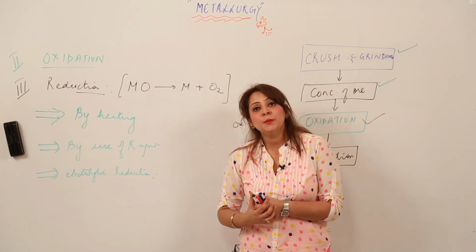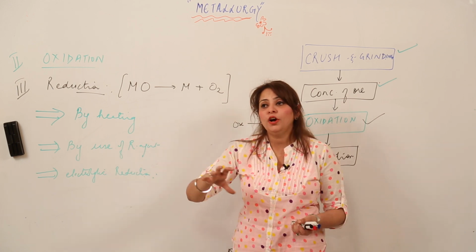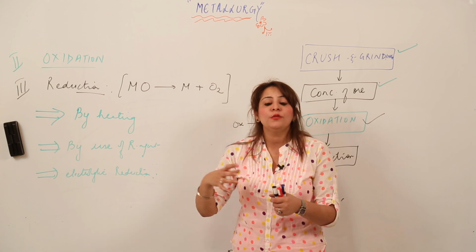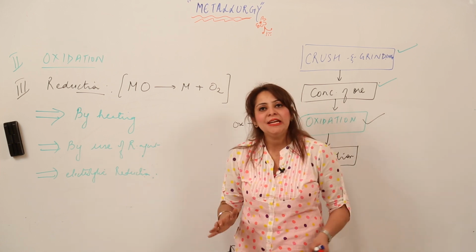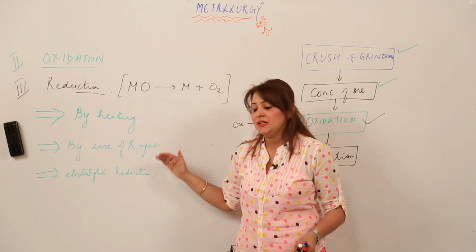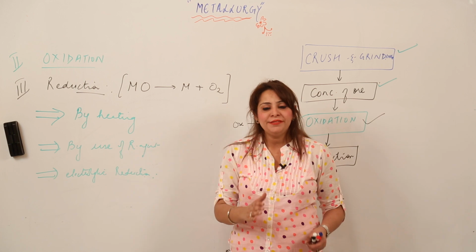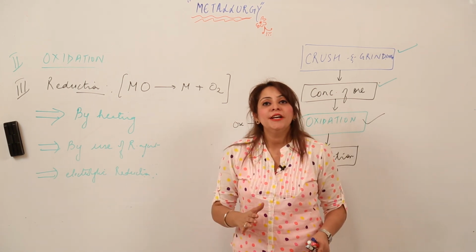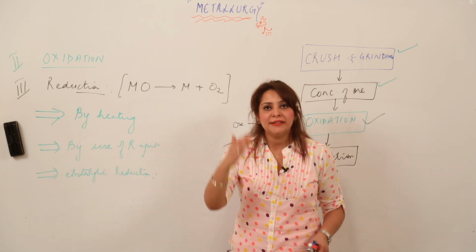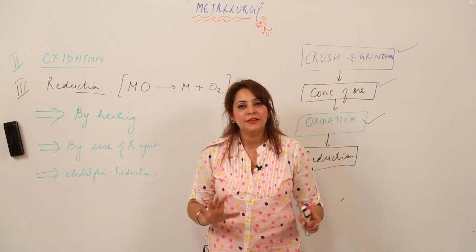Now the question must be kicking around in your mind: which method will be employed for which kind of metal oxide? It is very easy. These methods are employed according to the reactivities of the metal. As you are familiar, we have the reactivity series, which is the arrangement of metals according to their decreasing reactivities. You know the mnemonic for it. You know all that reactivity series.